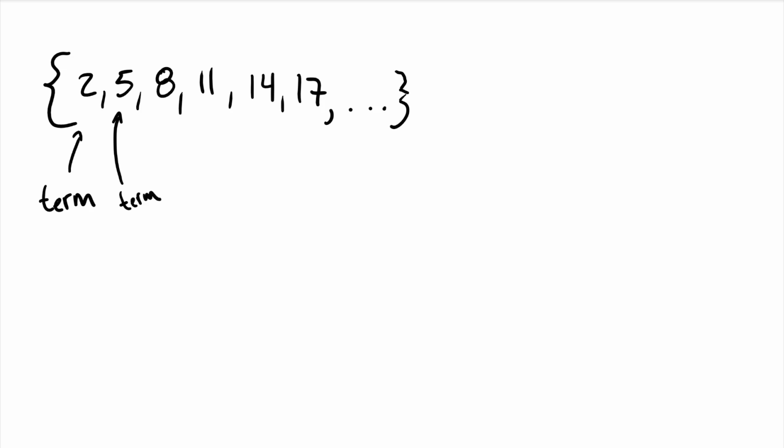So just making sure we're all using the same vocabulary words. Those are terms inside of a sequence. So this is a sequence of numbers, and inside of the sequence of numbers, we have terms. Or a sequence, it's a list.